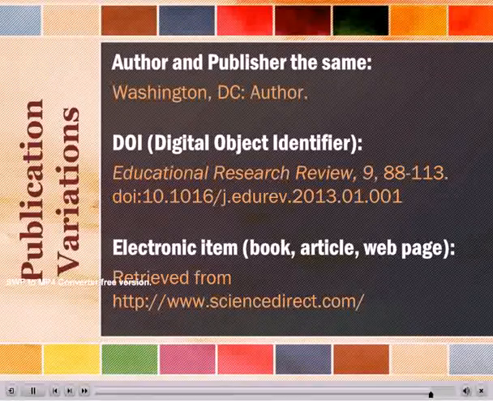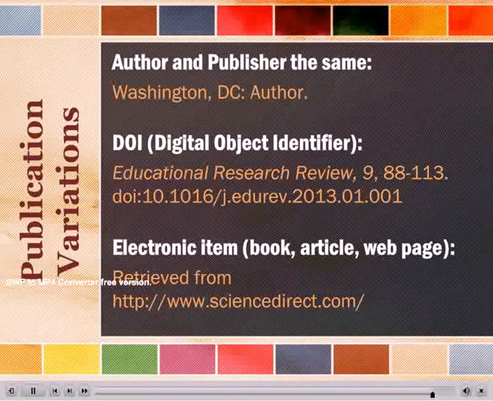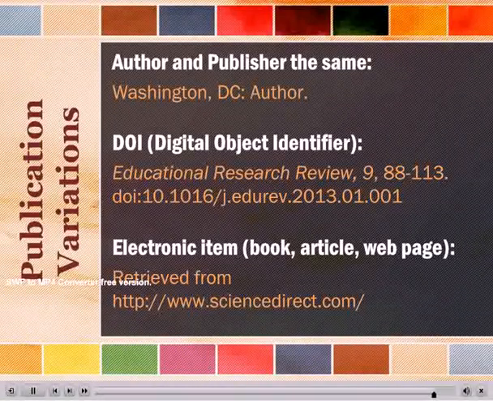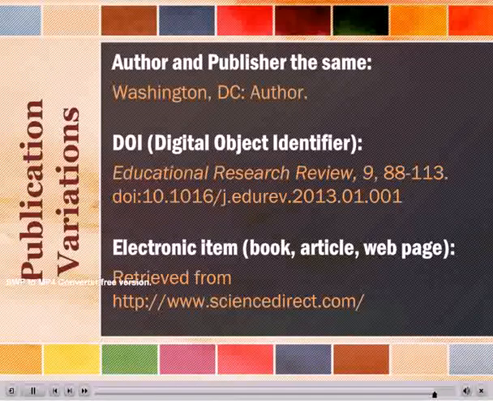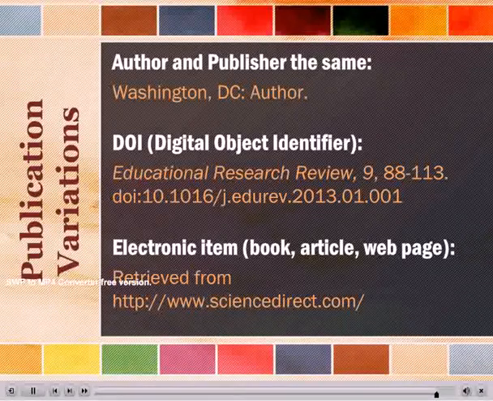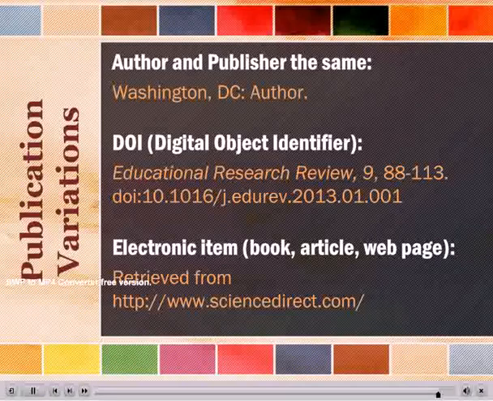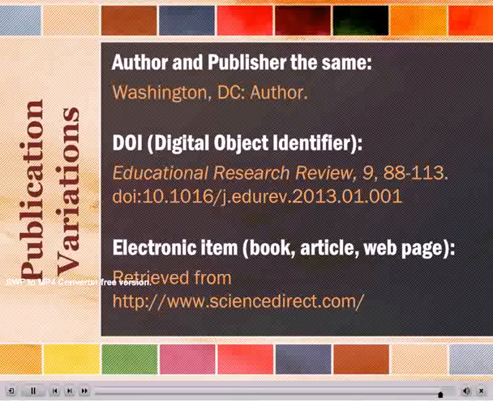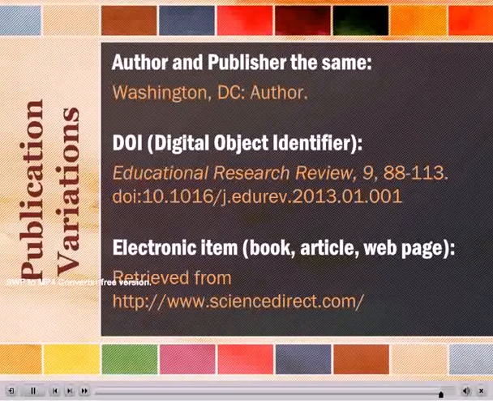If both the author and publisher are the same company, instead of rewriting the company name in both fields, simply place the word author in the publication field to indicate to the reader that the author and the publisher are in fact the same. If an item includes a DOI, or digital object identifier, you will include the DOI after the other publication information. In the second example, the journal article also has a DOI, and that information will appear after the journal name, volume, issue, and page numbers.